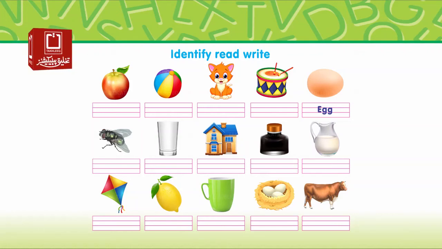Identify and write. पहचानिए और लिखिए. Write the names of the given objects. दी गई चीजों के नाम लिखिए. Dear children, now we learn to write the spellings of the name of the given pictures. प्यारे बच्चों, अब हम दी गई चीजों के नाम के हरूफ लिखना सीखते हैं.